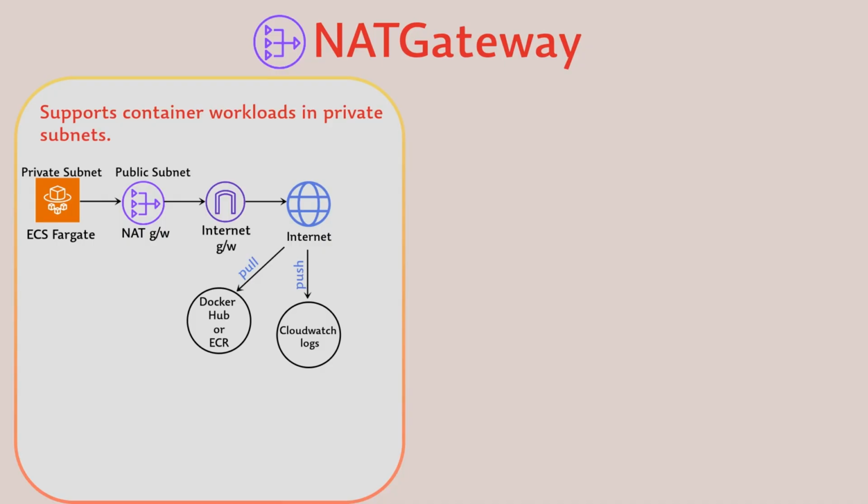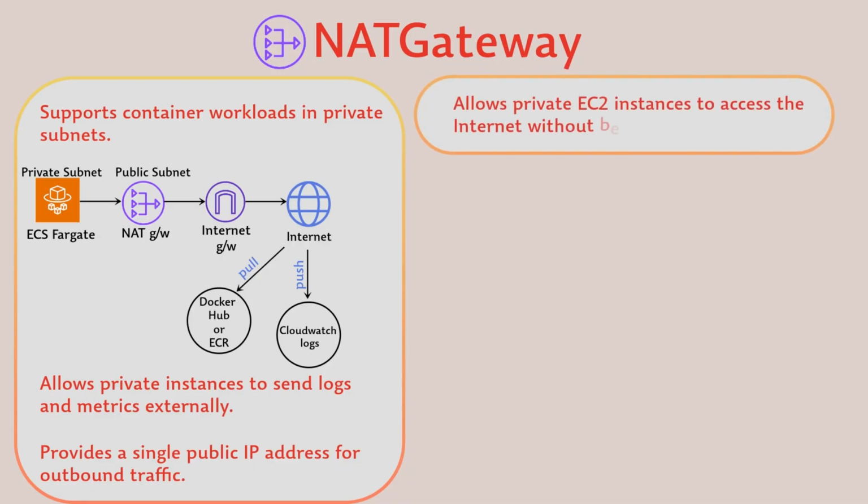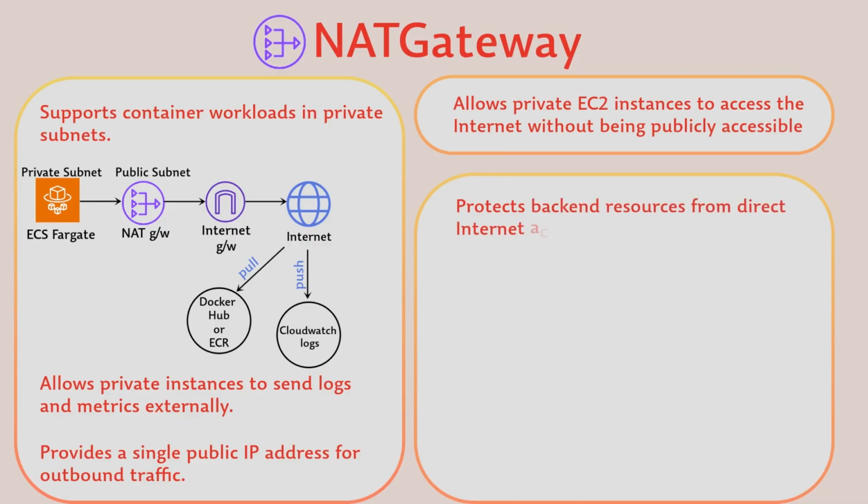It allows private instances to send logs and metrics externally, and provides a single public IP address for outbound traffic. If a partner company whitelisted your IP address, all private servers can access their service through the NAT gateway's elastic IP. It allows private EC2 instances to access the internet without being publicly accessible. It protects backend resources from direct internet access.